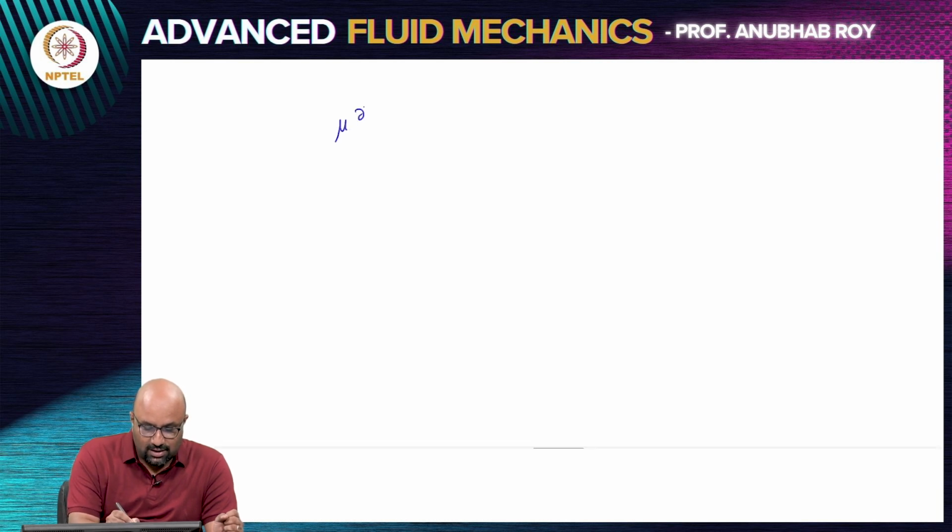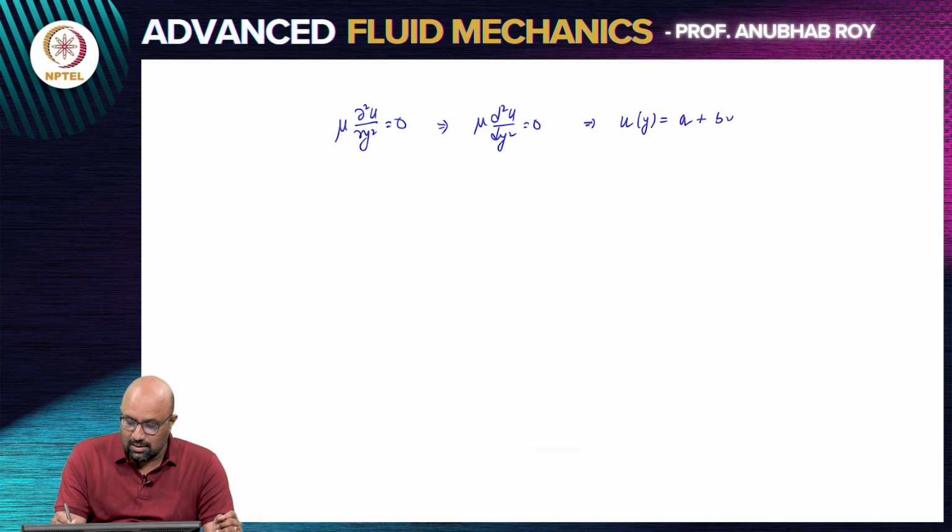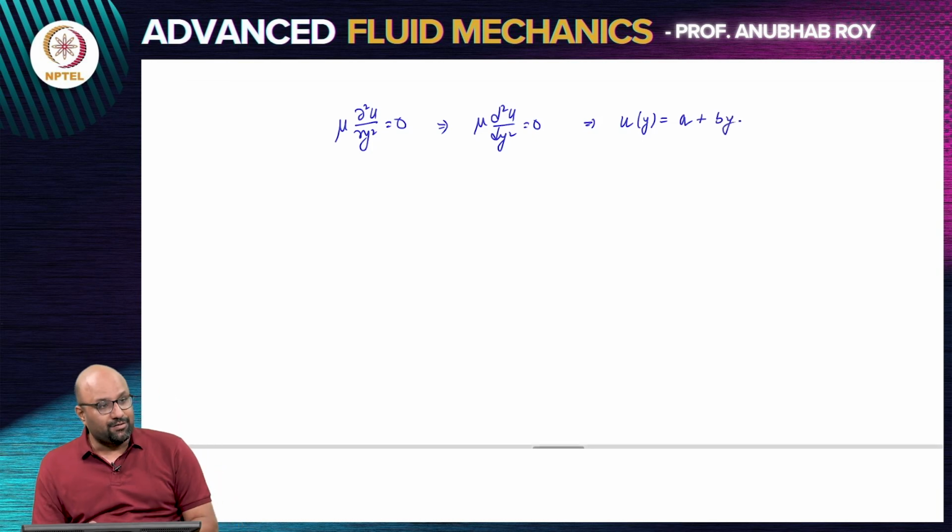So in which case it's dou square u dou y square is equal to 0, and u is not varying in the x direction, which means this is just an ordinary derivative. So d square u dy square is equal to 0, and that gives us a velocity field which is a constant plus a linear function. So when you integrate this, you just get this particular solution.